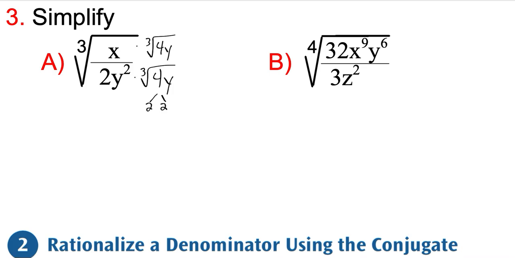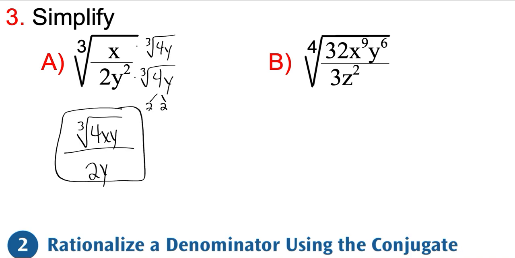Okay? So then we just go from left to right. So on the top, we have cube root 4xy. On the bottom, we have our 3 2's in a cube root, so that's a regular 2. And we have our 3 y's in a cube root, so that's a regular y. And done.